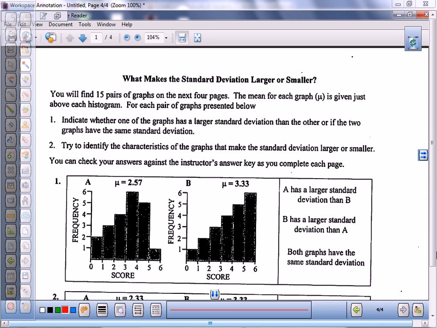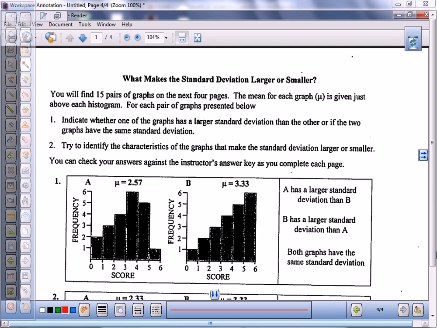standard deviation. It says what we're going to look at are 15 pairs of graphs, and the mean for each graph, mu, is given. So, since it says the mean is mu, are we dealing with a population or a sample? Population. For each pair of the graphs below, indicate whether one of the graphs has a larger standard deviation than the other, or if the two graphs have the same standard deviation.